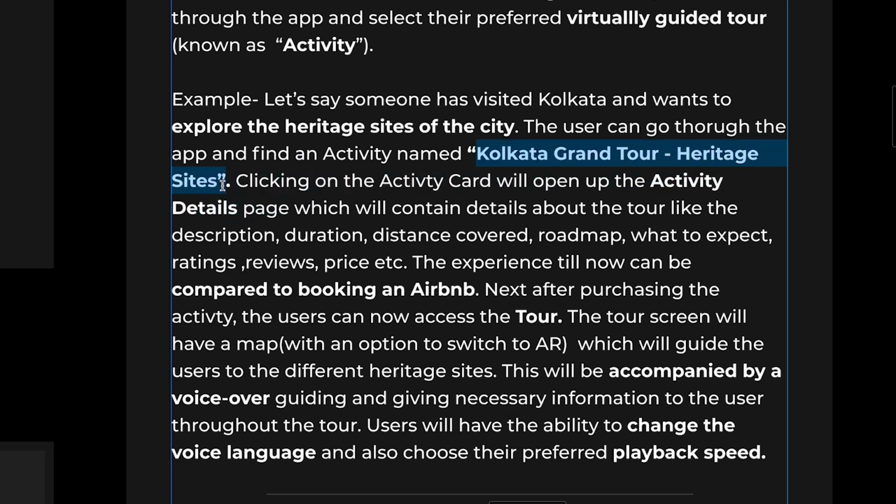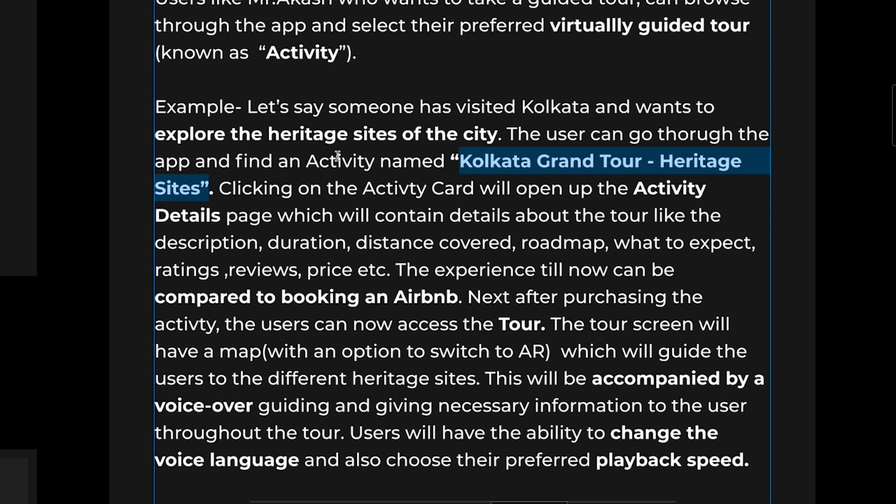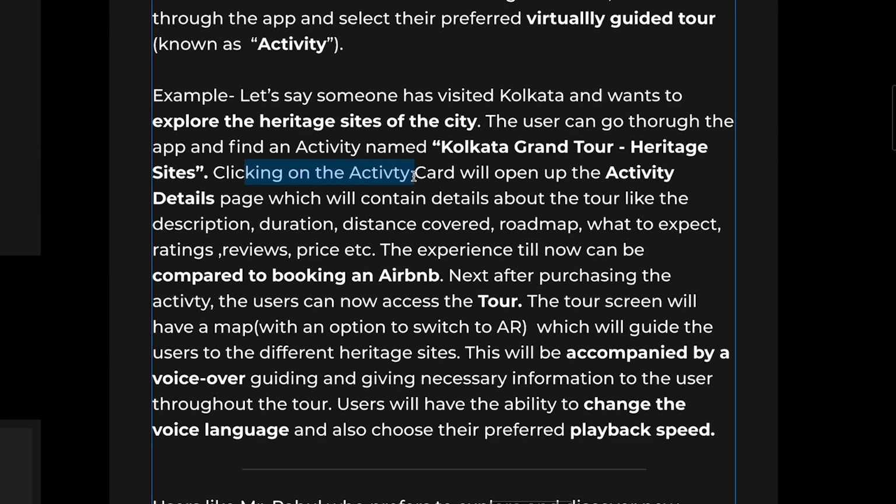Now, in this case, we are assuming that Mr. Akash already knows what tour he wants to take, right? Maybe he explored the app earlier or whatever. Clicking on the activity card, obviously this shouldn't be called activity anymore, will open up the activity details page, and basically it would be the tour details page, which contains details about the tour like the description, duration, distance covered, roadmap, what to expect, ratings, etc.